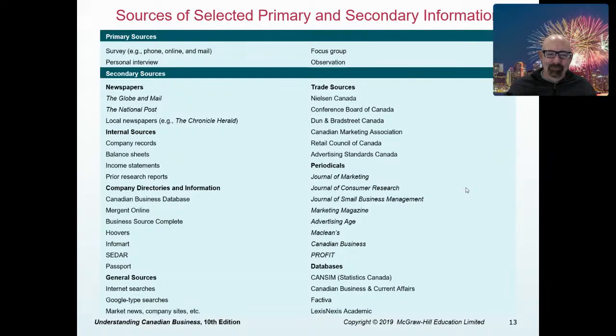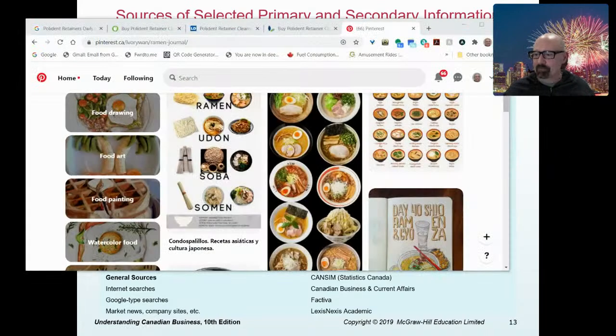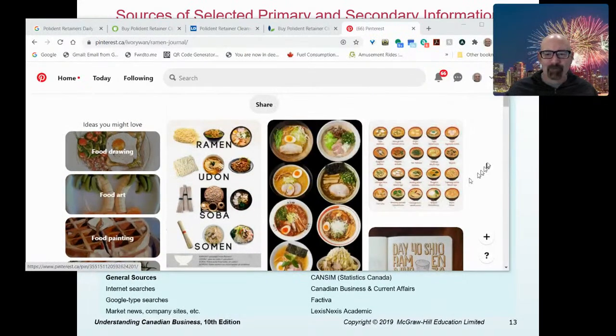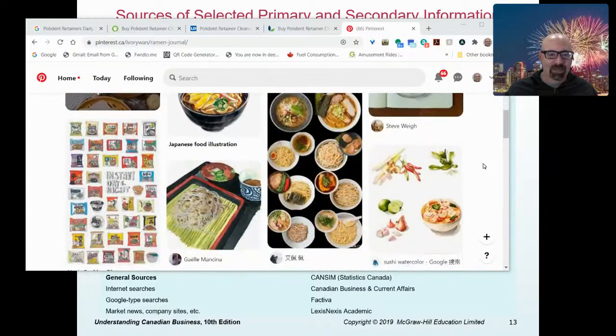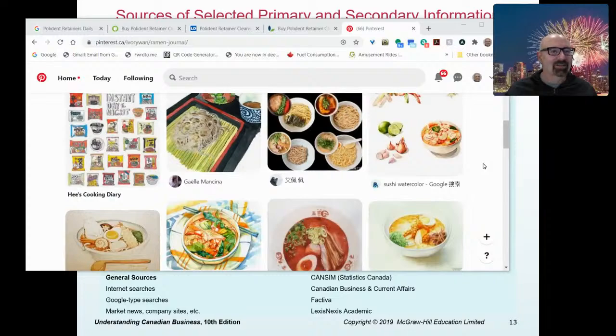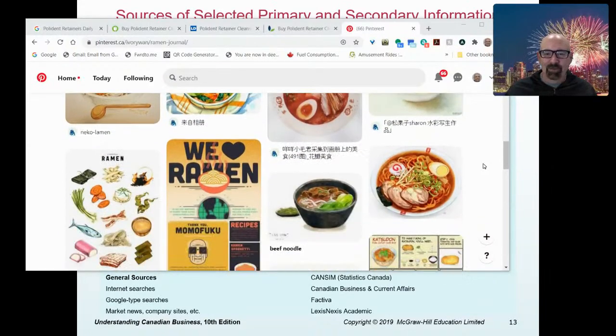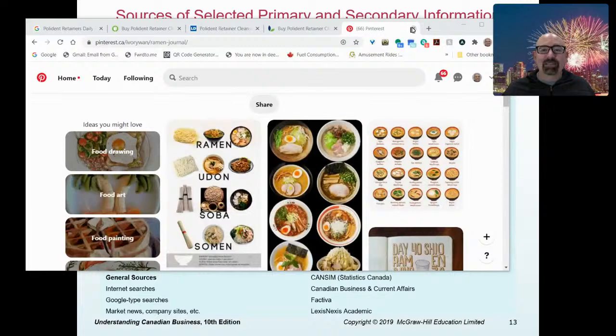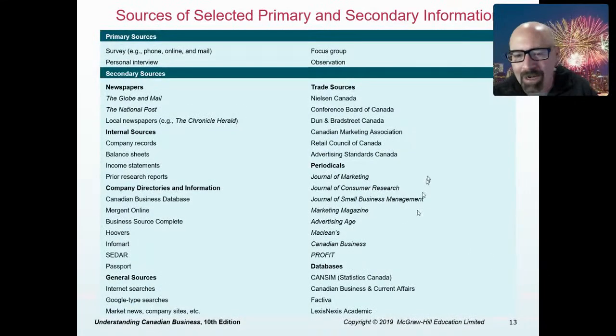You know what? I'm actually going to see if I can Google that. Hang on. Okay, so there isn't exactly an academic journal devoted to ramen, but there are all different kinds of ramen resources. This is what I got off of Pinterest for ramen journal. Anyway, there are all kinds of different places we can go.